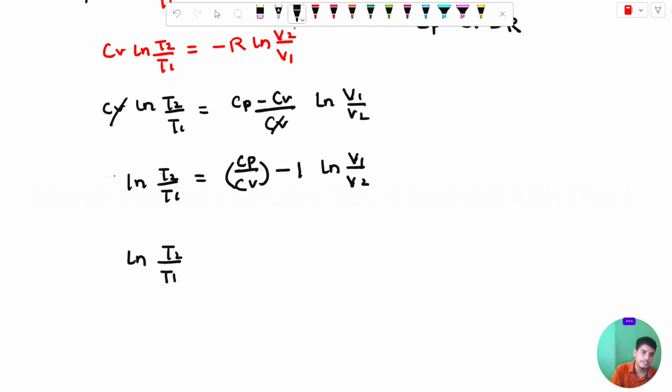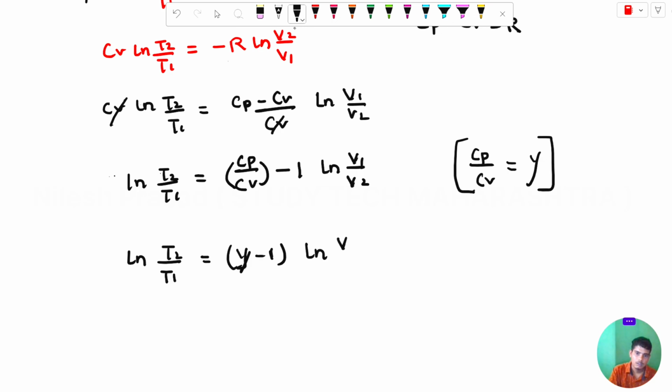ln t2 upon t1 is equal to, you already know the value of Cp upon Cv is gamma. This value is found in thermodynamics in the previous lecture. If you want the previous lecture, you can go to YouTube and search thermodynamics lecture of study text boards mania. You can find several videos. In that video, I already discussed the coefficients of thermodynamics like alpha, beta, and gamma, and the value of gamma is Cp upon Cv. Simply, I can write in the place of Cp upon Cv, gamma minus 1, correct? ln v1 upon v2.